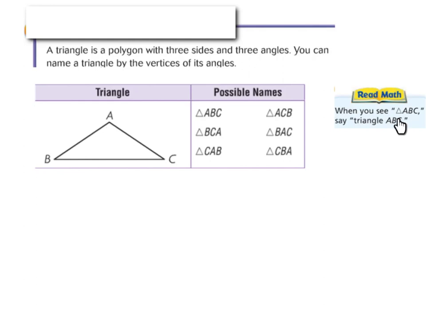Now when you see this symbol right over here, that little triangle, that is where you insert the name triangle. I'm going to refer to this triangle right here as triangle ABC.